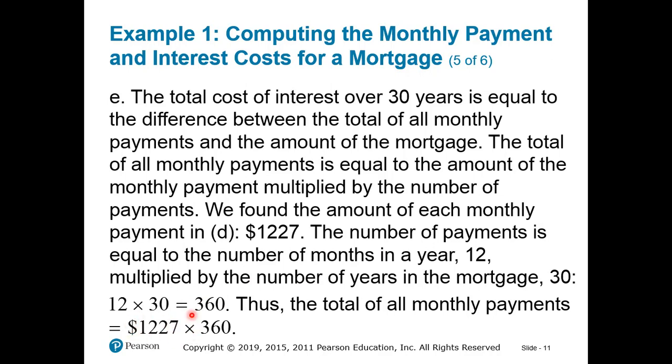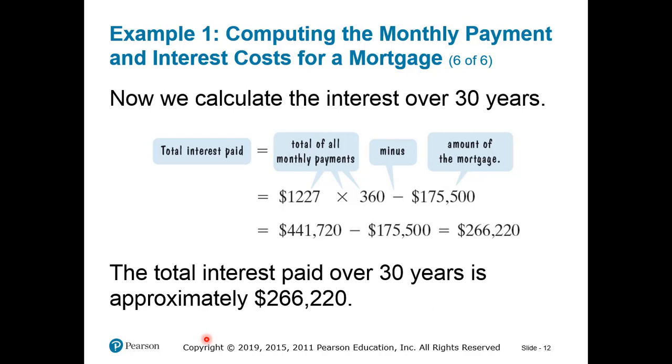So 1,227 times 360. So how much are you going to pay over 30 years for this $195,000 home? Or in fact, what you're paying $266,220 is what you're paying for this house over 30 years. And how much was the house worth when you bought it?